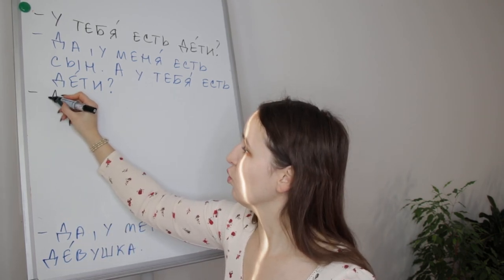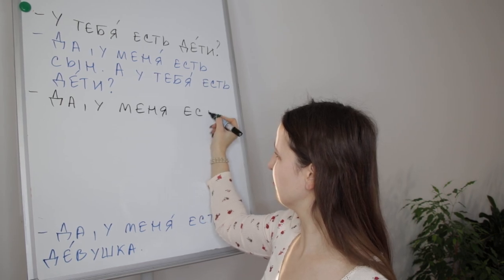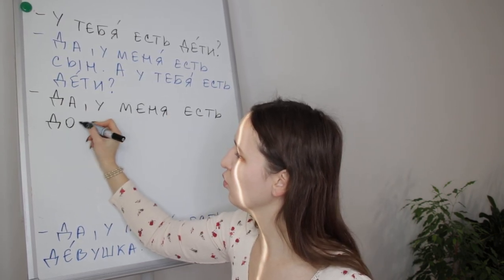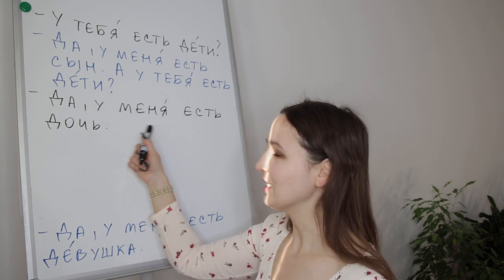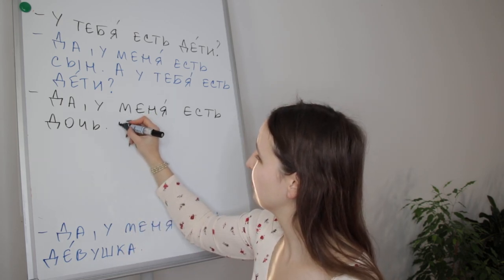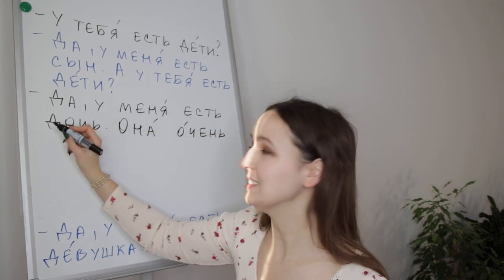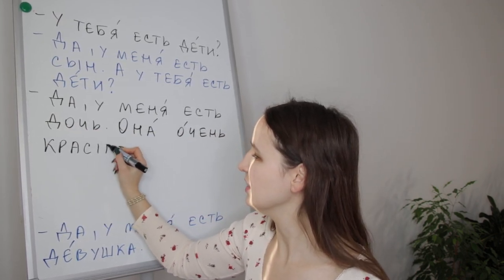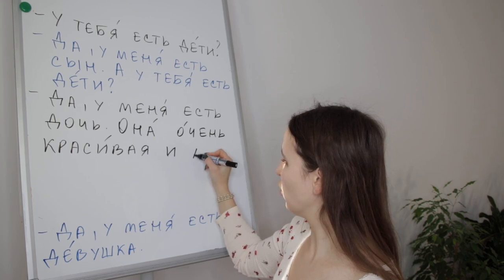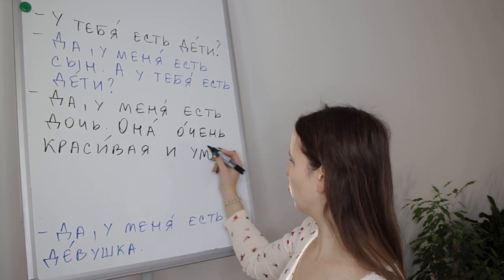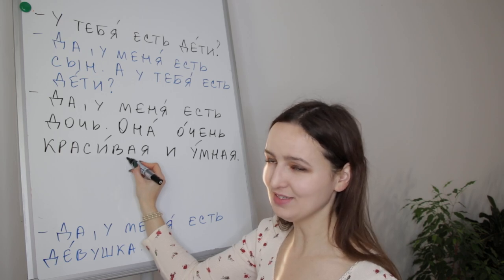Да, у меня есть дочь. Yes, I have a daughter. Она очень красивая и умная. She is very beautiful and smart.